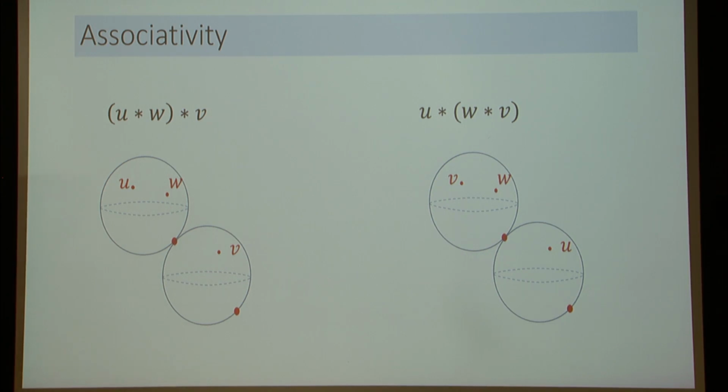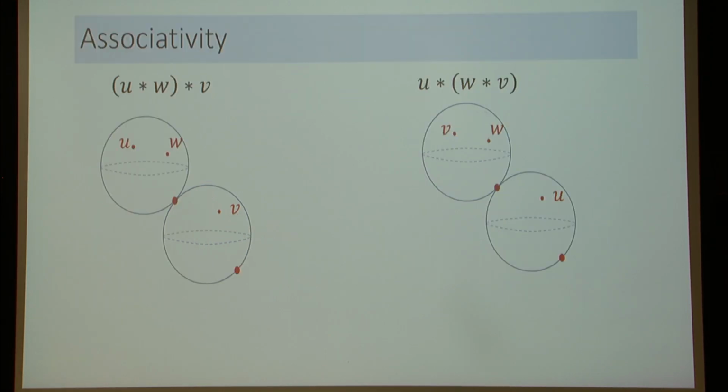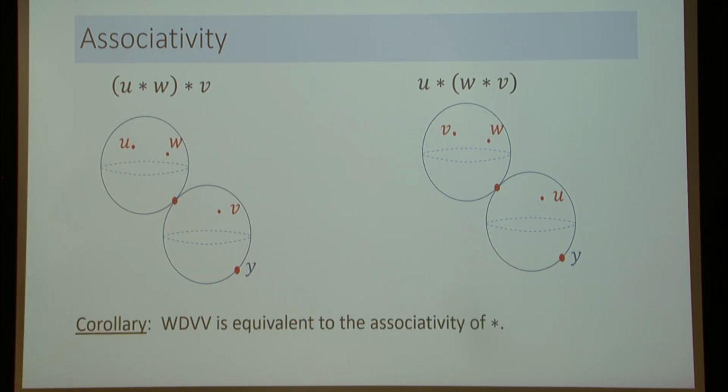You will notice that it starts to look very similar to the WDVV picture we had before. The reason is that it's basically the same thing, except we need to impose a constraint on the extra point, and then we get exactly the same picture as we had for the WDVV. So the WDVV is not just a computational tool, it's actually a way to express an algebraic property of something that happens on the cohomology of X. The WDVV is equivalent to the associativity of this product.